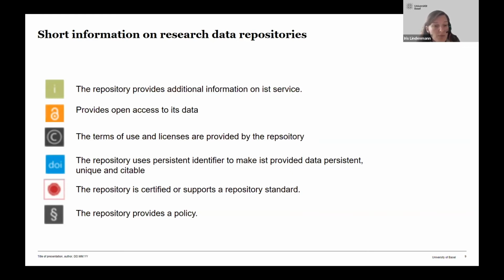If you have this blue one, there can also be another abbreviation in it, but it has to be blue. Then the repository uses persistent identifiers to make its provided data persistent, unique, and citable. If you have this red point, the repository is certified or supports a repository standard. And if you have this paragraph icon, the repository provides a policy.